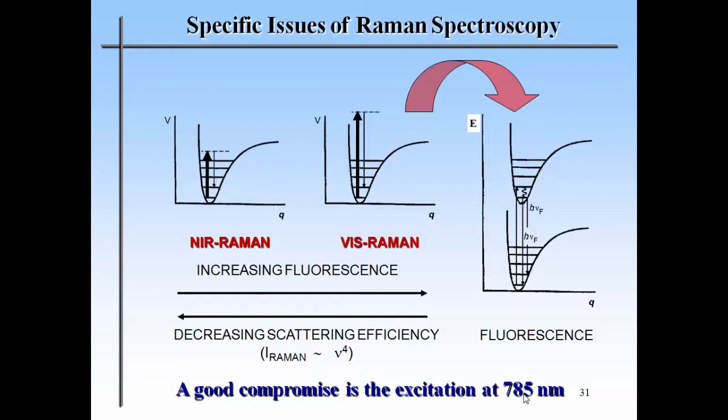So a compromise, because the scattering efficiency also goes with the fourth power of the Raman excitation frequency, you have two counter effects. The one is the increasing fluorescence if you go from NIR excitation to visible excitation, and the other is the decreasing scattering efficiency. So a good compromise is the 785 nanometer excitation line, which is just in between. And most Raman systems do have this laser in order to excite the Raman effect.